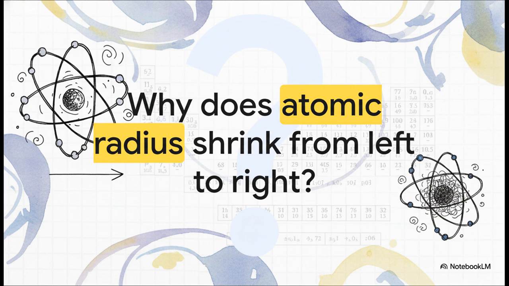But here is a fascinating puzzle. If you are adding more electrons to an atom as you move right across a period, why does the atomic radius actually get smaller? It feels totally counterintuitive, right? More stuff should equal a bigger size.